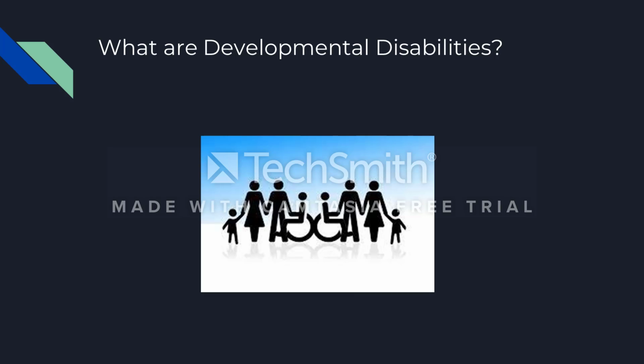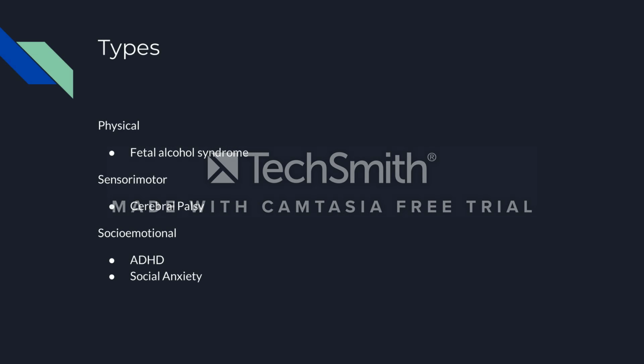So, developmental disabilities are defined as a group of conditions due to impairment in physical, learning, or behavioral areas, and they typically begin during the developmental period. They can be broken down into three categories: physical, sensory motor, and socio emotional. The first example of a physical would be fetal alcohol syndrome, a sensory motor would be cerebral palsy, and socio emotional would be ADHD or social anxiety.